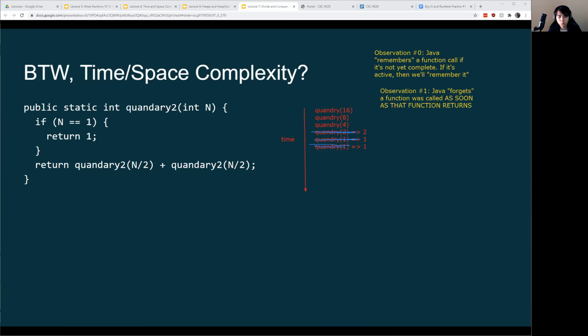Why are there 2 calls to 1? Because when n is equal to 2, we have to make a left call to quandary of n over 2, which is 1, right? Quandary of 1, and this other call of quandary of 1.